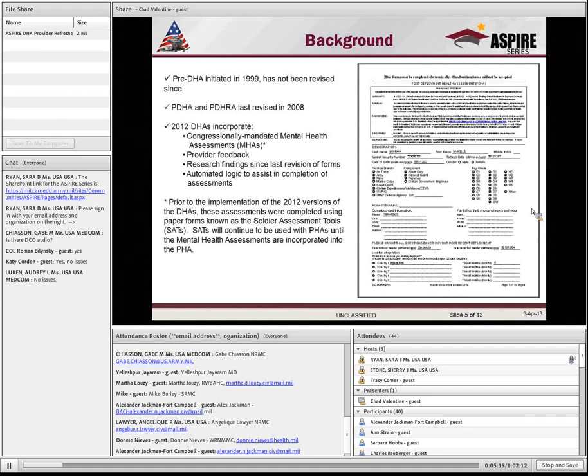Before that, I already mentioned it was done in 2005. Okay. The 2012 DHAs, some of the new functionality and aspects that we have incorporated in these new forms are the congressionally mandated mental health assessments. You'll see that the mental health assessment questions from the SAT forms are incorporated in the PDHRA. And when we go through the hands-on training, I'll point that out to you specifically.